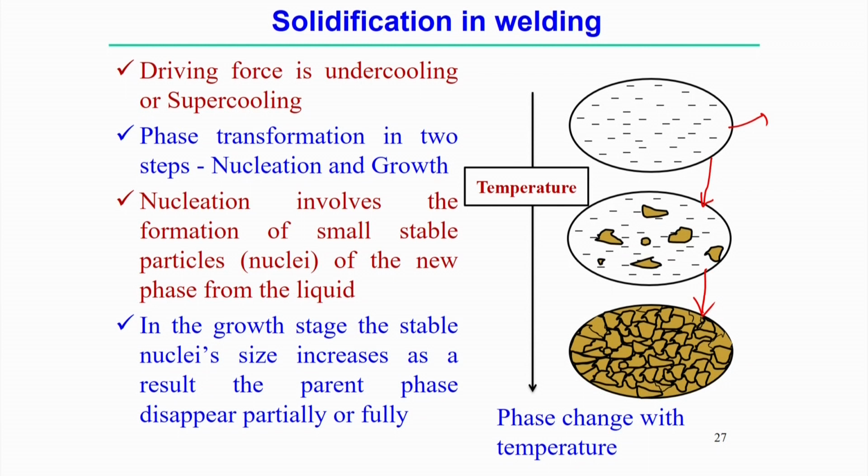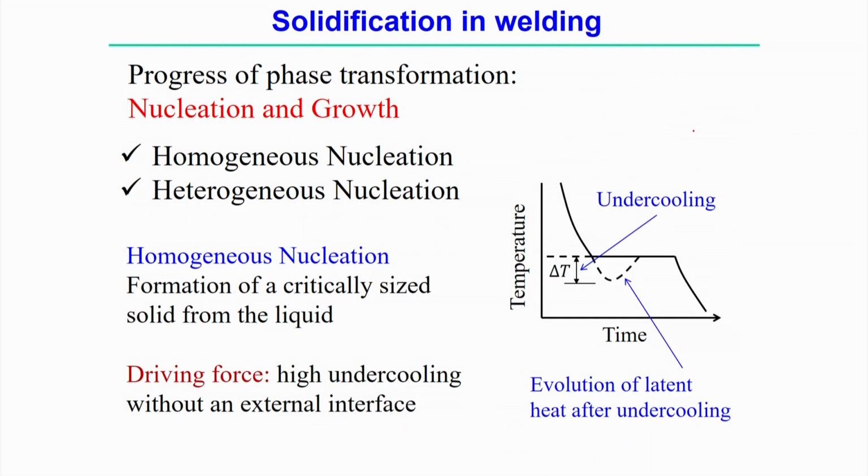So, this is simply the phase change that occurs with respect to temperature, and we can find that in the solidification process. Now, the progress of the phase transformation. That means the liquid phase to solid phase transformation consists of two components. First is the nucleation and the growth process.